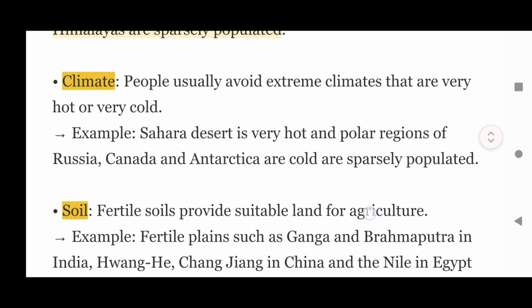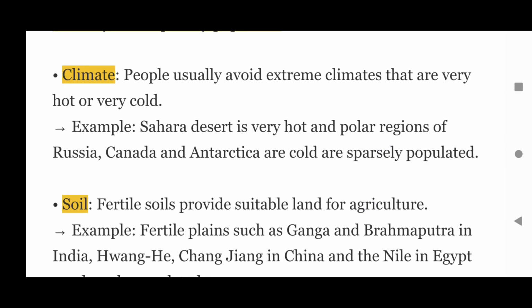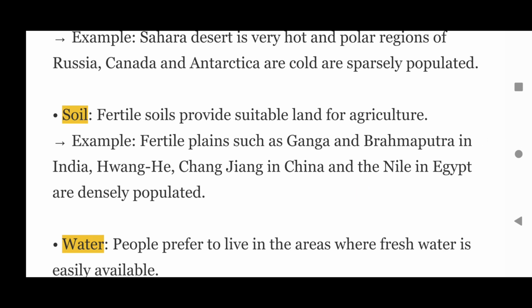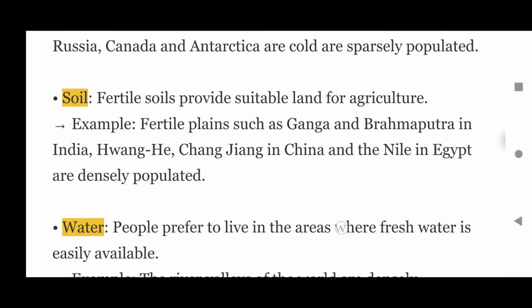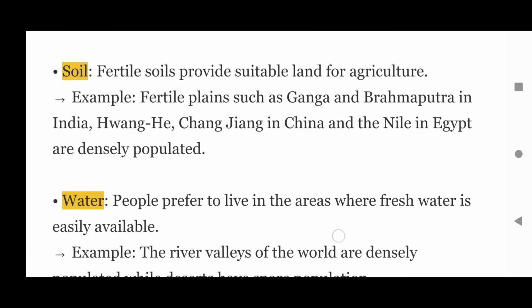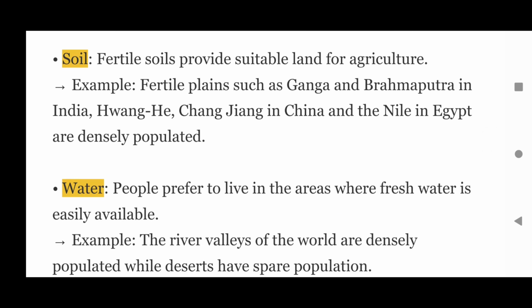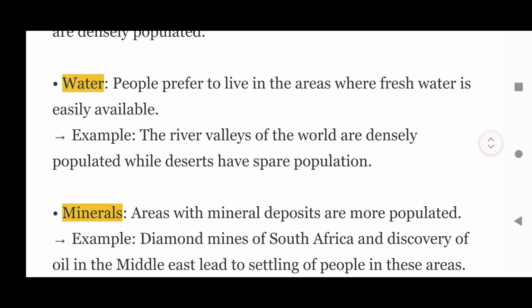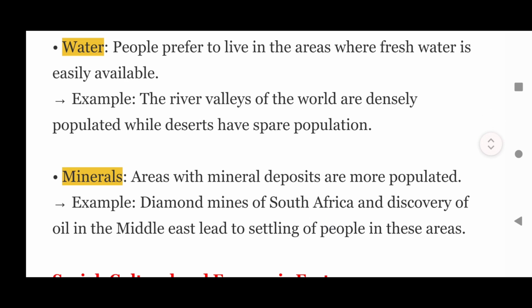Climate. People usually avoid extreme climates that are very hot or very cold. For example, Sahara Desert is very hot and polar regions of Russia, Canada, and Antarctica are cold and sparsely populated. Soil. Fertile soils provide suitable land for agriculture. For example, fertile plains such as Ganga and Brahmaputra in India, Huanghe, Xinjiang in China, and the Nile in Egypt are densely populated. Water. People prefer to live in the areas where fresh water is easily available. For example, the river valleys of the world are densely populated, while deserts have sparse population.